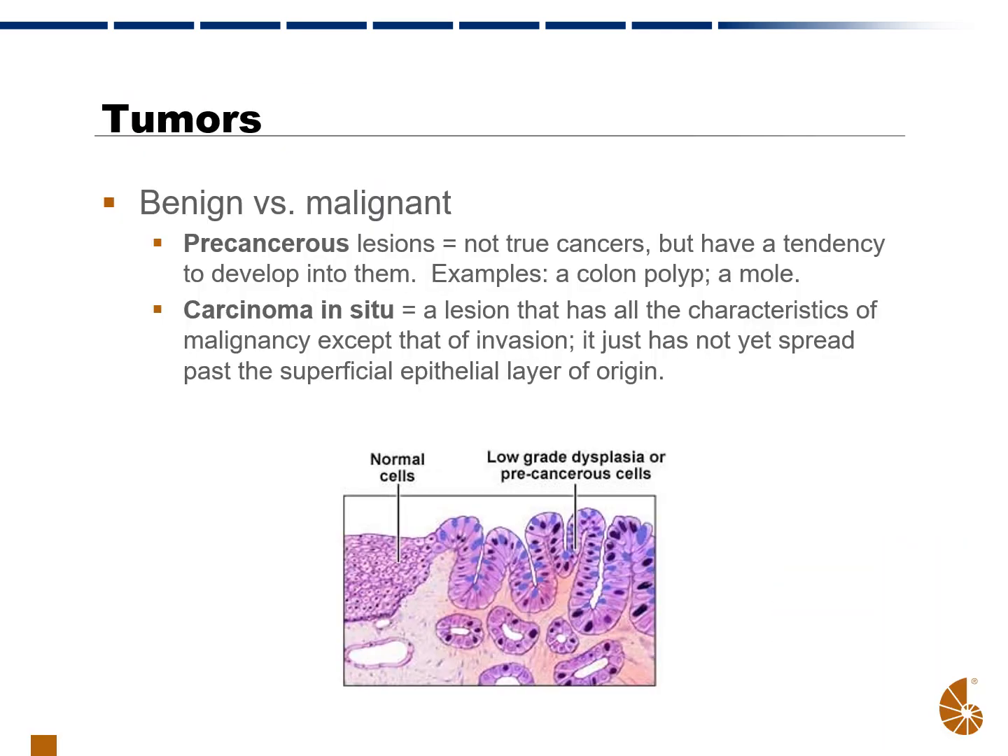So when we talk about tumors, we want to know if they're benign or malignant lesions. Precancerous lesions are not true cancers, but have a tendency to develop into them. A good example would be a colon polyp or a mole that looks suspicious. It might be precancerous. And carcinoma in situ is a lesion that has all the characteristics of malignancy except invasion. It has not yet spread past the superficial epithelial layer of origin.